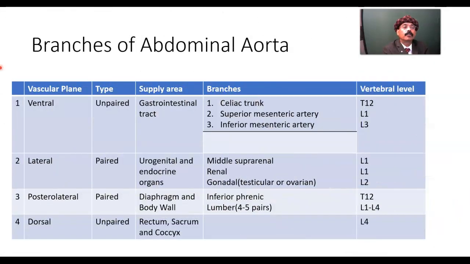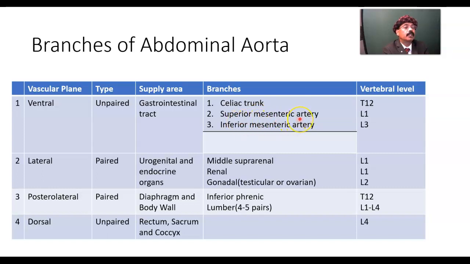Okay. So what are the branches of the abdominal aorta? With the ventral branch, unpaired, the gastrointestinal tract is the area where they supply. Celiac trunk supplies the part of the gastrointestinal tract which is derived from foregut. It has three branches. One is the splenic artery, another is the left gastric artery, another one is the common hepatic artery. It supplies the gastrointestinal tract up to the opening of the hepatopancreatic duct.